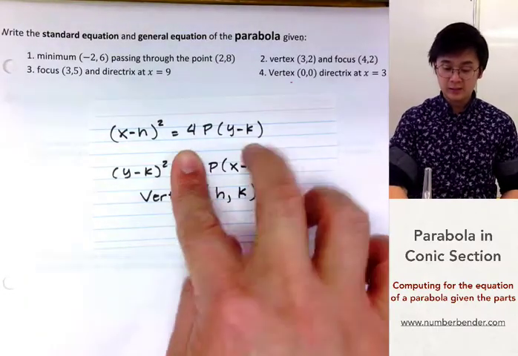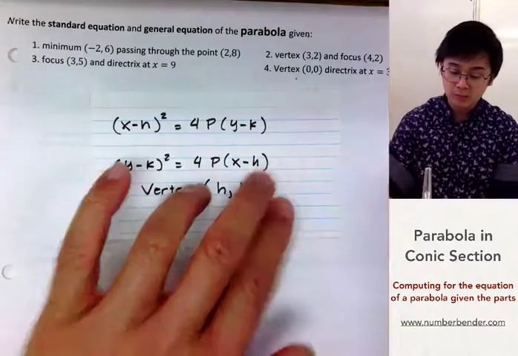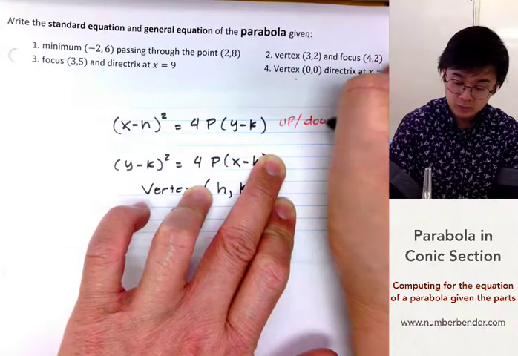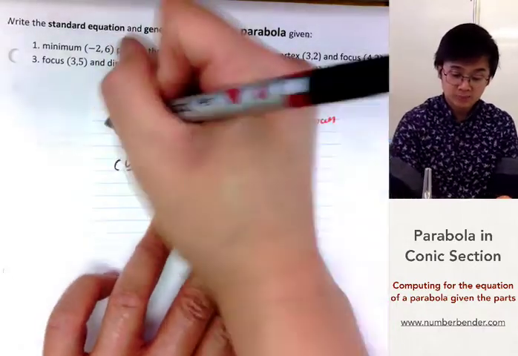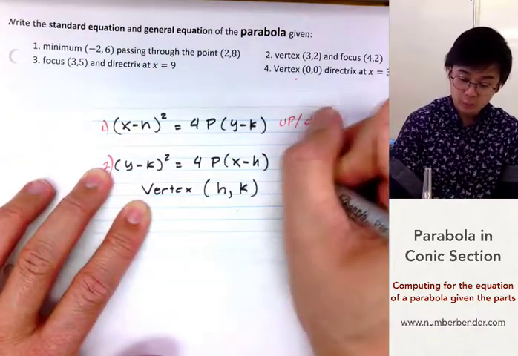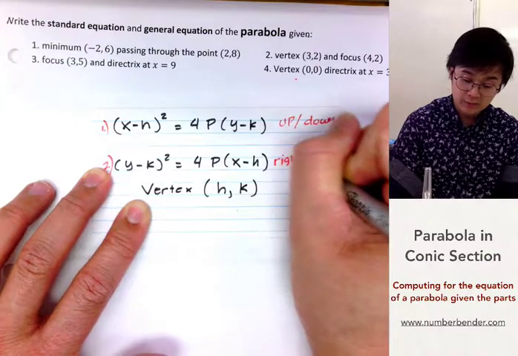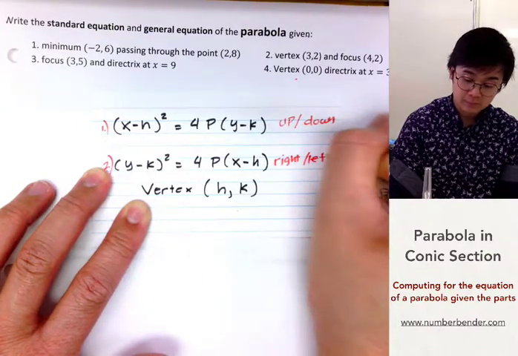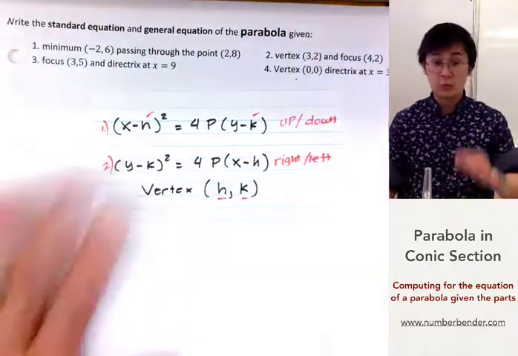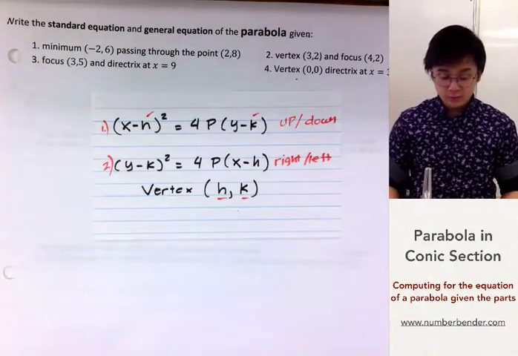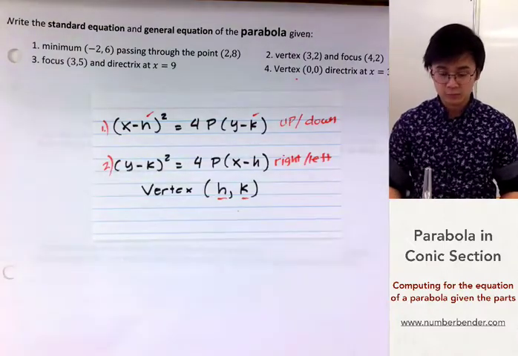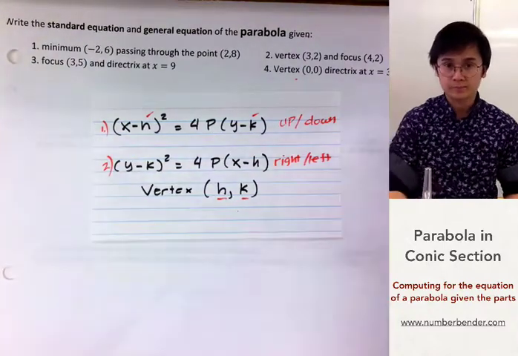This formula is what we use if the parabola is opening upwards or downwards. And the second formula is what we use when the parabola is opening either to the right or to the left. Now h and k in our parabola will be the value of our vertex. So these are the basic information that you need to know to be able to answer problems number 1 up until problem number 4. So let's go ahead and answer problem number 1.